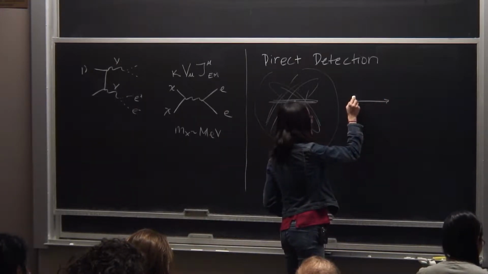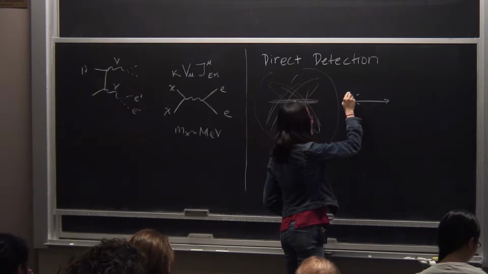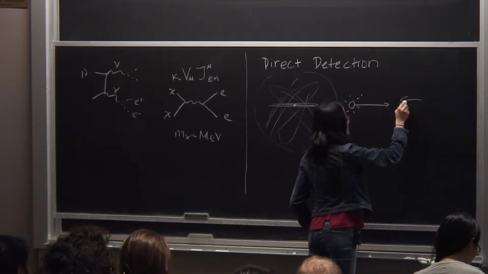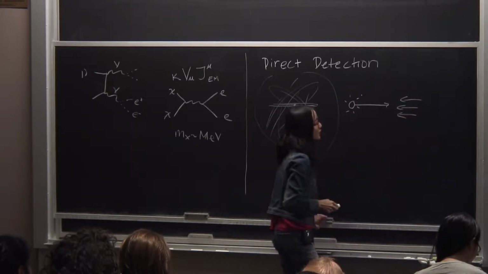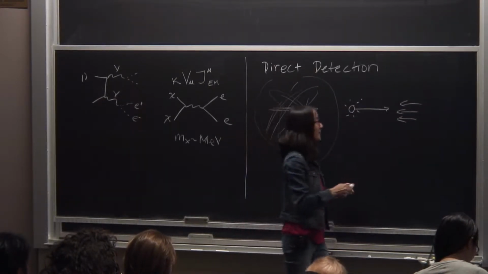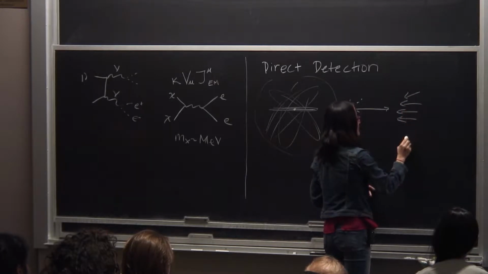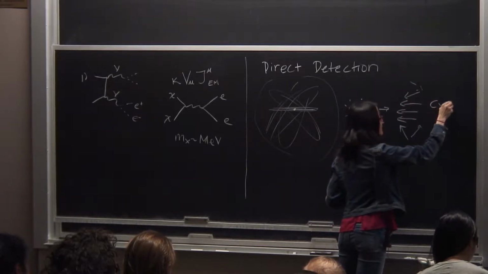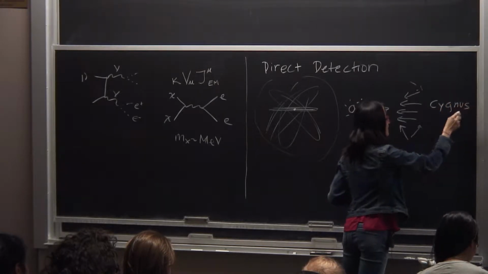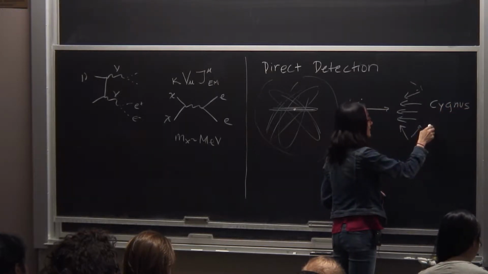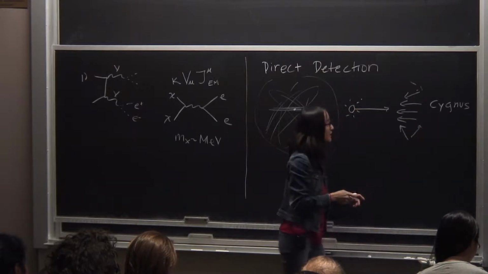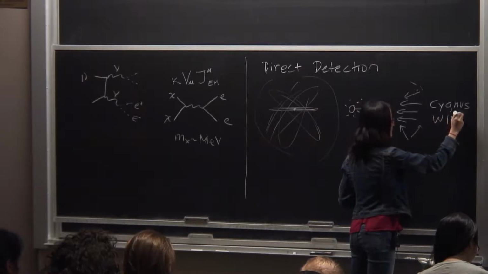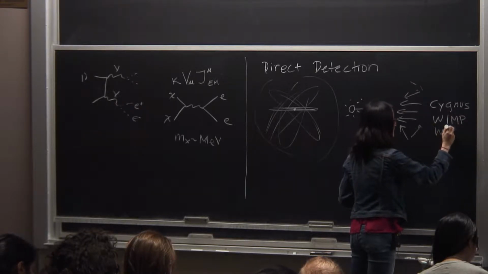So here's the sun. We're around it, and on average, there's a dark matter wind due to the motion of the sun. Of course, this is not very accurate. On the sky, it's in the direction of Cygnus. This is the WIMP wind.